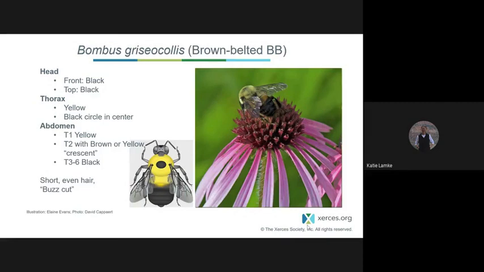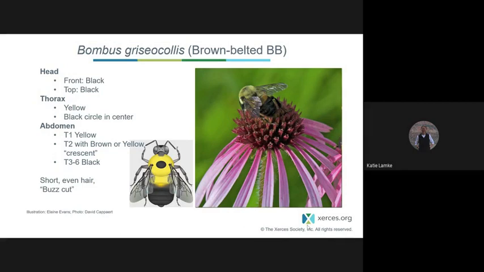And next when we look at Bombus graciacalis, or the brown-belted bumblebee, this one has a black head, and the thorax is yellow with a black circle in the center. And the abdomen has a yellow T1, and then T2 has a crescent shape on it. And the color of this crescent can be yellow or brown. And then T3 through 6 are black. And this is a very common species spread throughout the United States. And a good field characteristic for this one is that it almost has a buzz cut look to it.